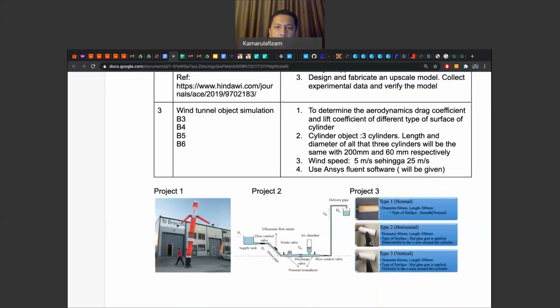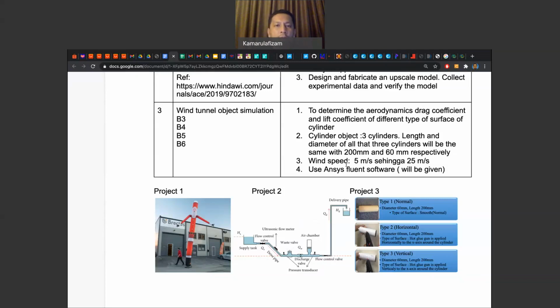The wind speed for the simulation is from 5 to 25, meaning that you have to do different wind speeds of 5 meters per second, 10 meters per second, 15, 20, and 25 meters per second. The simulation will be performed using ANSYS Fluent software, and I will be giving the link in the WhatsApp group, the Telegram group. You have 4 groups, so you are all working on the same thing.